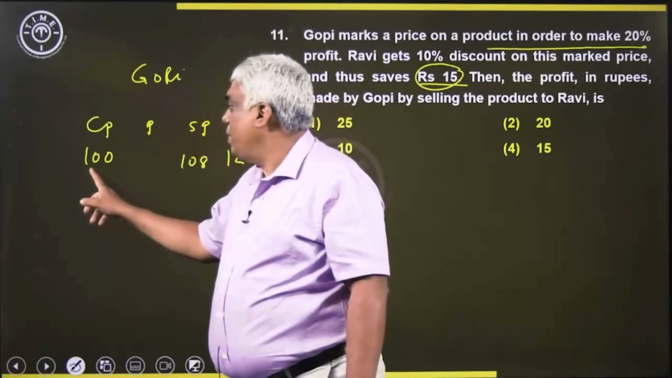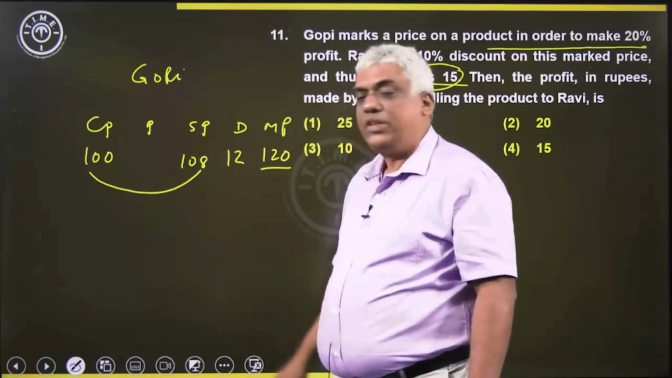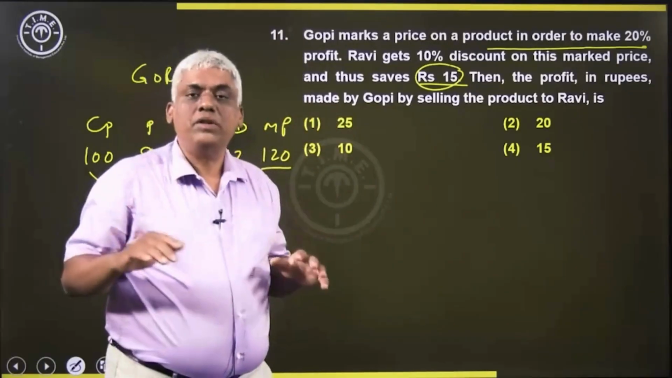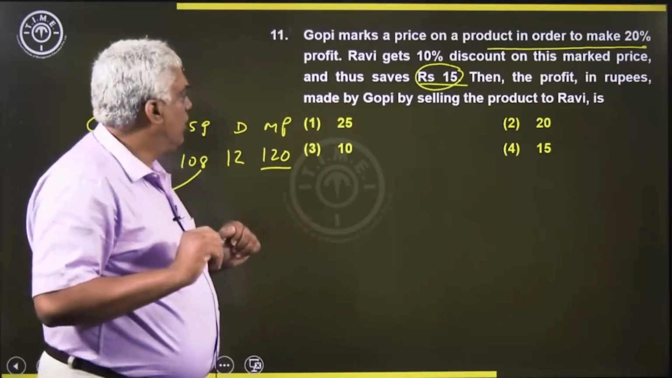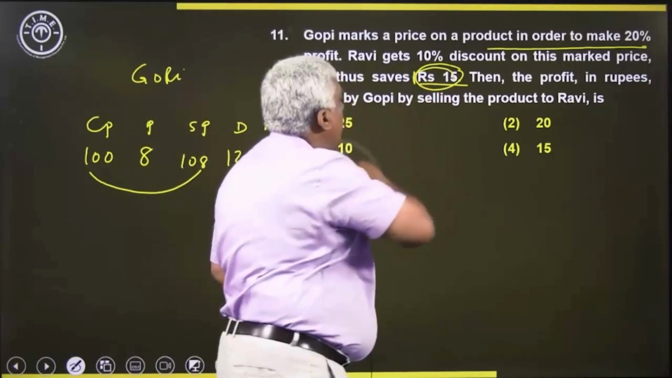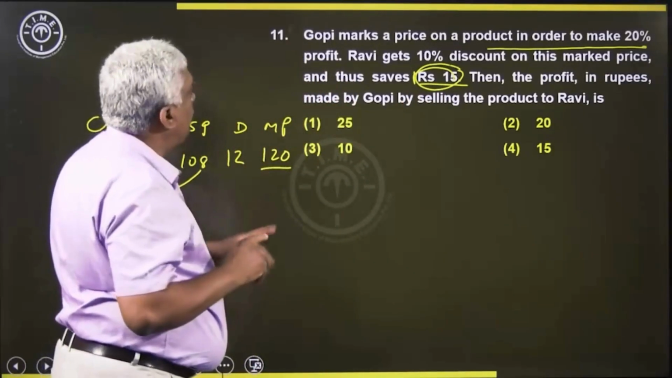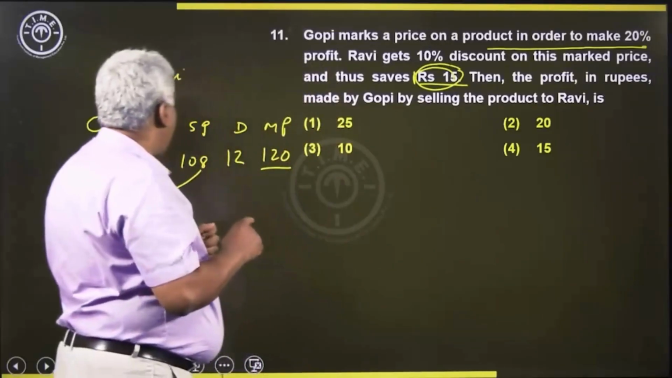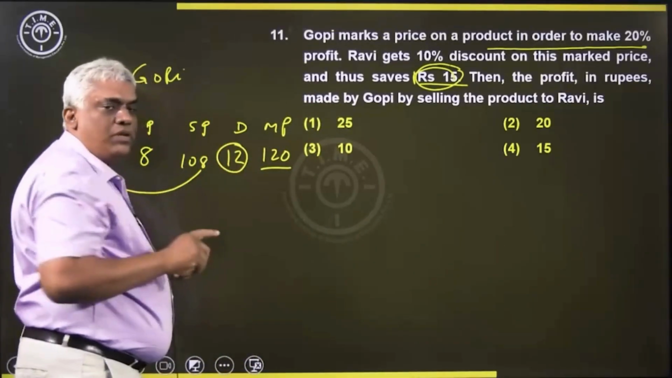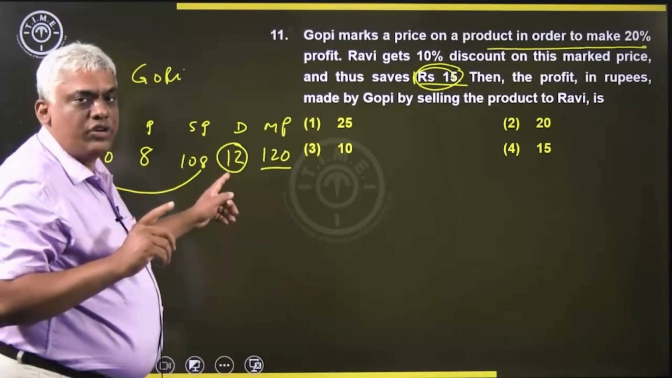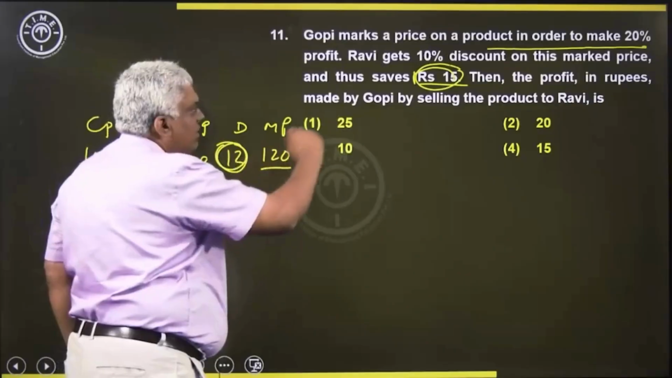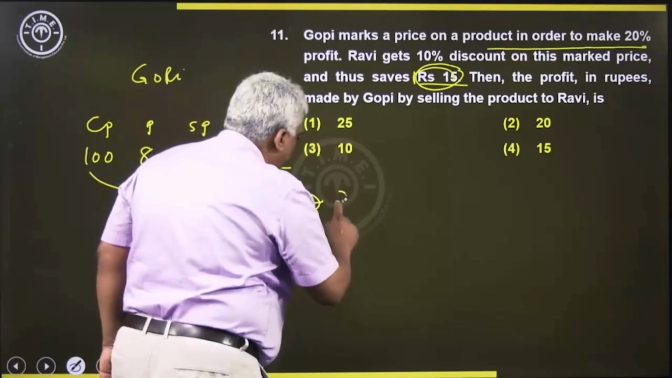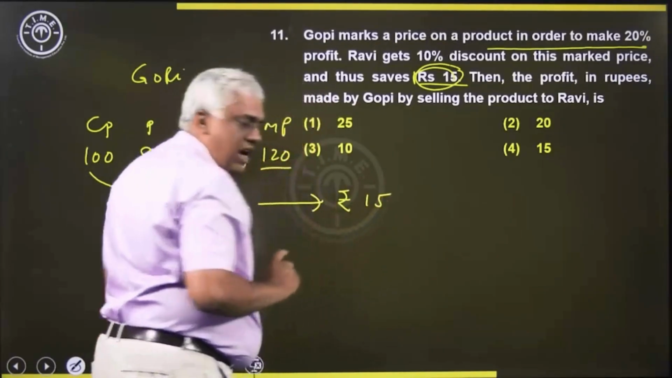Now Gopi bought for 100, selling for 108. So how much profit is Gopi making? Gopi is making a profit of 8 units, right? These numbers are not the real numbers, these are the assumed numbers. We have to go to the real data. Ravi is saving 15 rupees. Here, how much is he saving? 12 units. So this 12 units corresponds to 15 rupees actually.